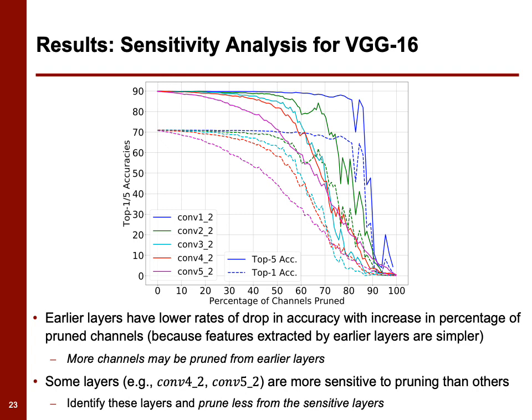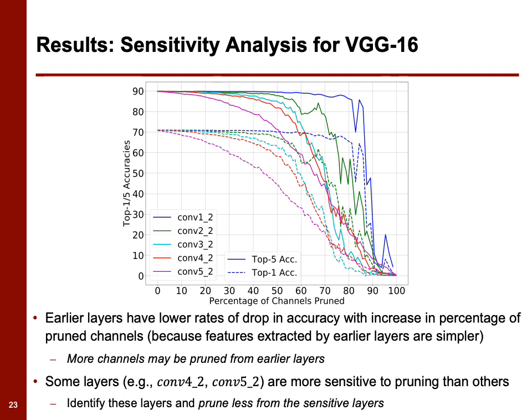From this figure, we make 2 observations. First, early layers have lower rates of drop in accuracy with increasing percentage of pruned channels, and we think this is because features extracted by early layers are simpler, so it is easier for them to be approximated by linear combinations of the others. This behavior suggests more channels may be pruned from early layers.